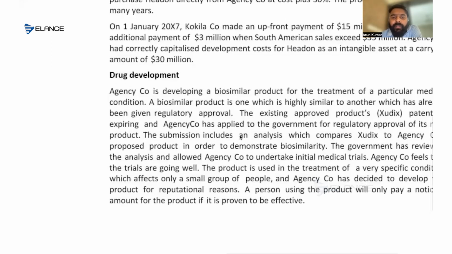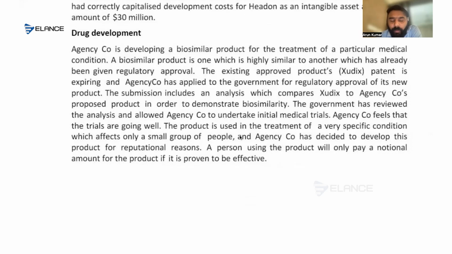So at present, we are only focusing on a small group of people, and it will only give you a small notional amount, right? A minimum amount. So that doesn't indicate that the product actually has future economic benefit, or the probability of future economic benefit is not confirmed here. In addition, they have applied for the regulatory approval for the new product, but there is a concern over the limited market as well as the revenue stream. We are concerned because it is only focusing on a particular small pool of niche market, and the revenue stream also.